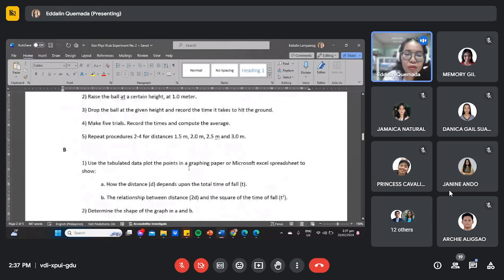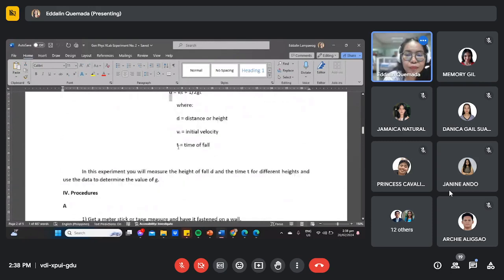Right? M means slope. Slope, that's the change of our rise divided by the change of our run. Our rise here would represent 2d and our run here would represent the t squared. So, if you performed the experiment correctly, it is expected that the slope should be closely equal to the theoretical value of g, which is equal to 9.8.